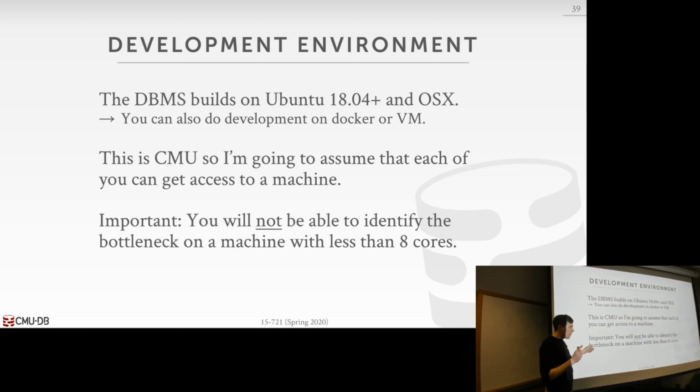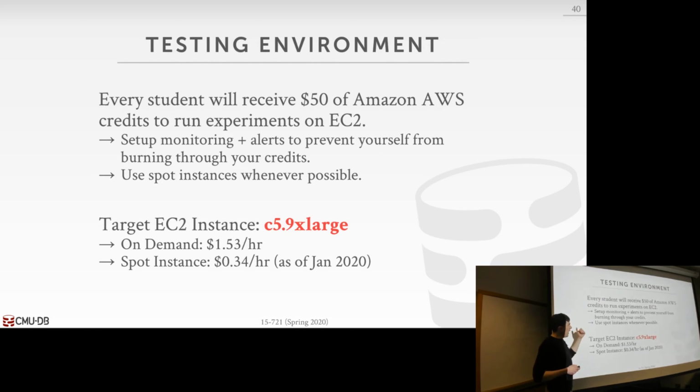The important thing, though, is that the grading is not just that you submit it on Gradescope and it does a smoke test to see whether your code compiles. You're not going to be able to identify this bottleneck if you run it on a machine with fewer than 8 cores. Most of your laptops have 4 cores or 8 cores or fewer. So what we're going to give you is $50 on Amazon to get one of these C5 9xlarge instances that has, I think, 32 or 36 cores, and you can do your analysis on that machine, because that's how you'll be able to identify the bottleneck.